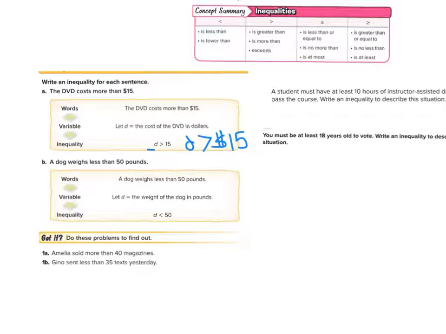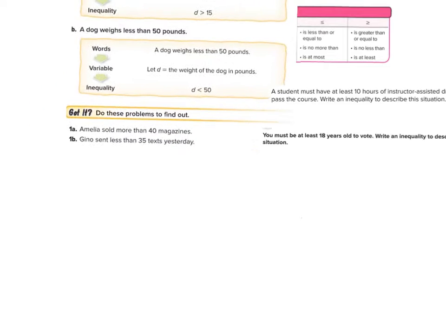Let's try another one. Let's try B. A dog weighs less than 50 pounds. So again, I'm going to use D to represent my dog. Less than 50 pounds. Okay, so I read that as my dog weighs less than 50 pounds. And again, my inequality sign is facing away from D, so that means that D is smaller than 50. Okay, the inequality sign always faces towards, or is going to eat the bigger thing, the bigger side.